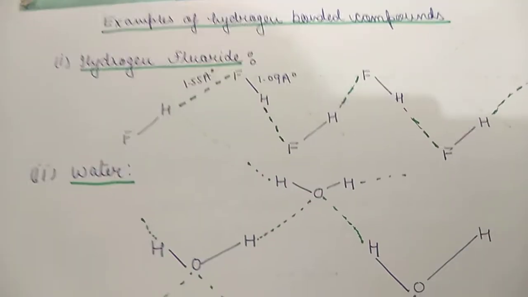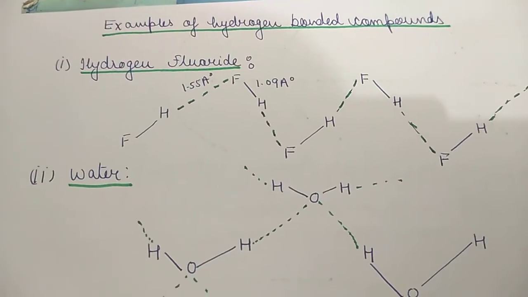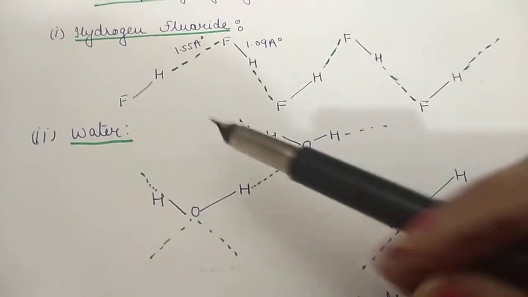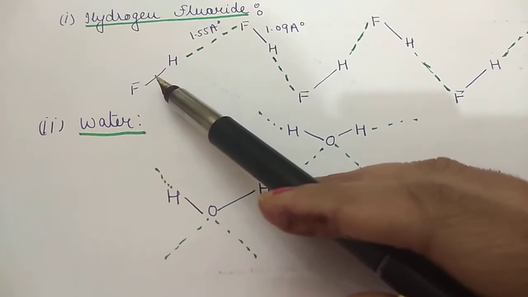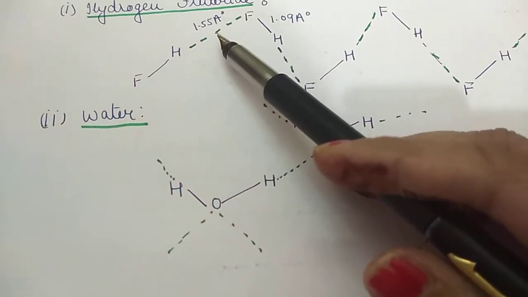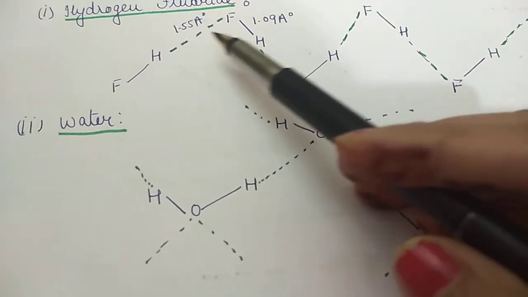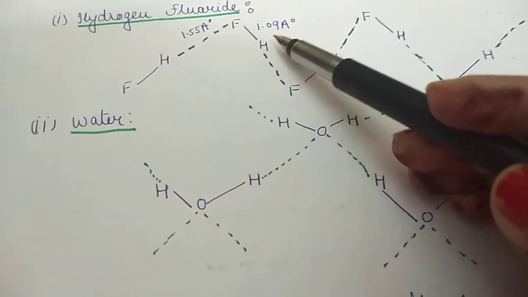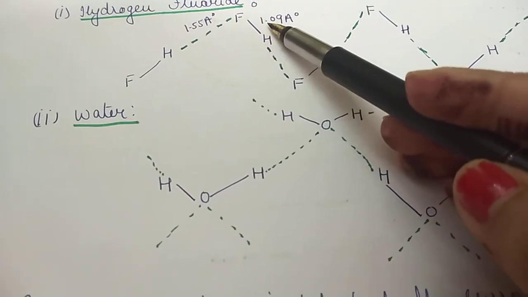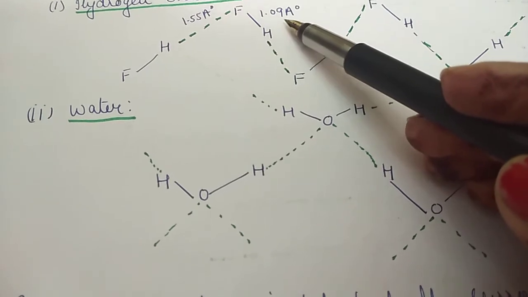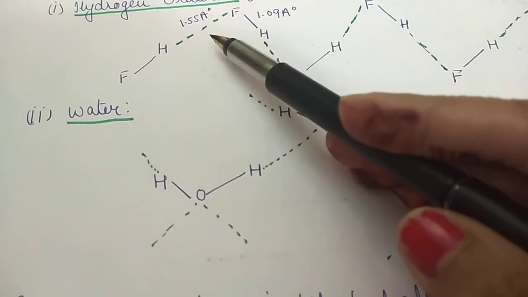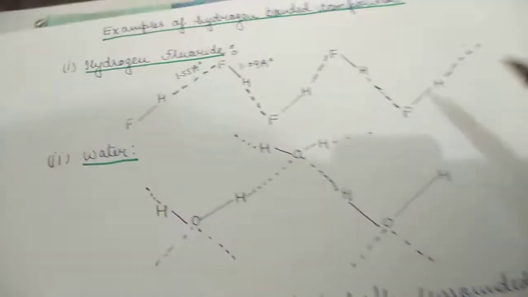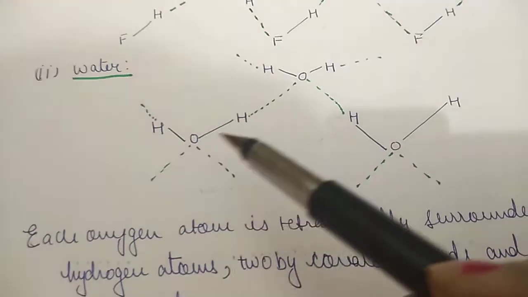So today we will study examples of hydrogen bonded compounds. Example है हाइड्रोजन फ्लोराइड. ये देखिए इस तरह HF, this is the covalent bond between hydrogen and fluorine, and this is the hydrogen bond. And the bond length of hydrogen bond is 1.55 angstroms, and bond length of this covalent bond is 1.09 angstroms. From here we can know that this hydrogen bond is a weaker bond and this covalent bond is a strong bond. Then second example here is that of water.